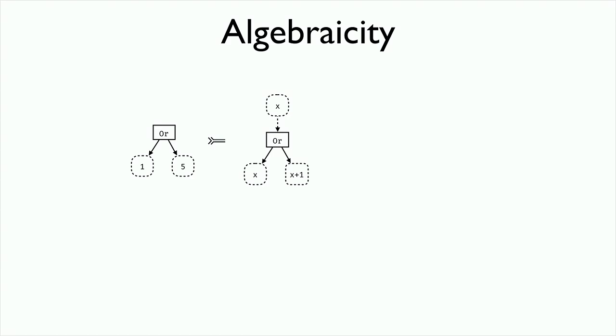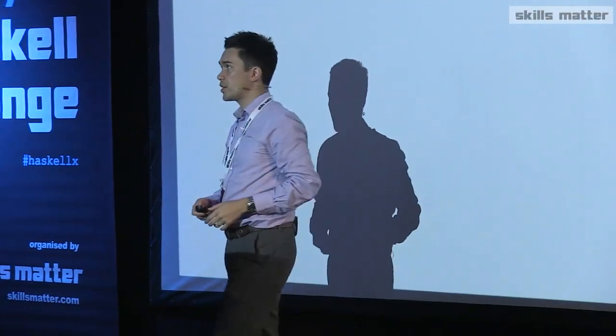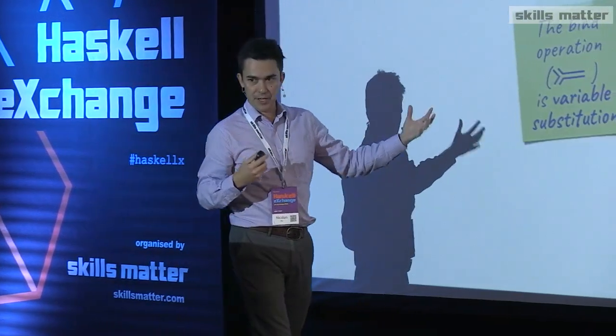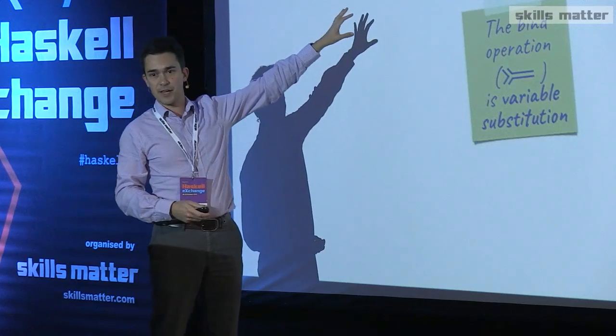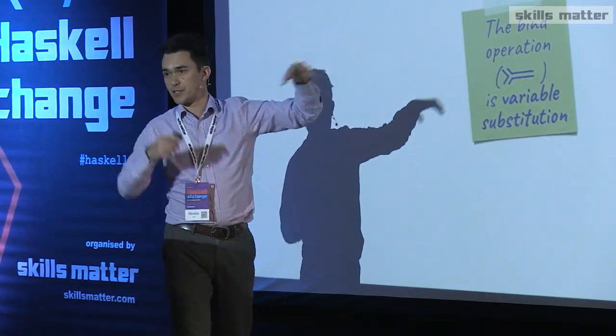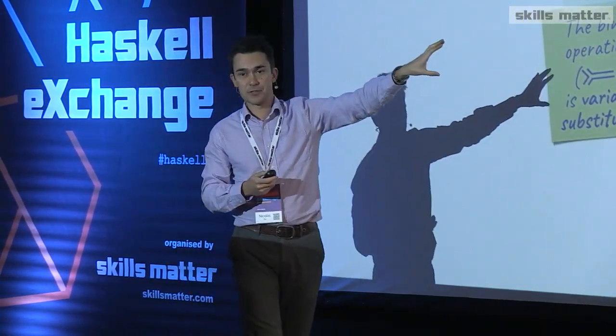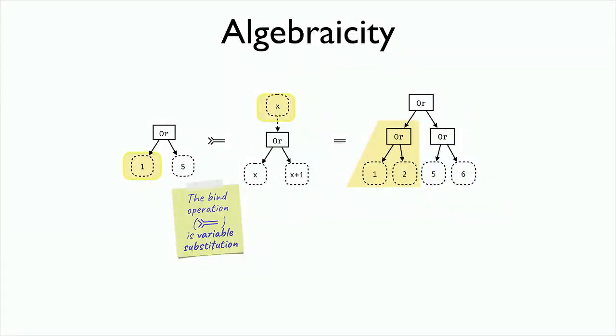So algebraicity is easy to see with the OR construct. The OR construct is the one with 2 continuations. And here's a tree with OR 1 and 5. And if you bind that with the function that just splits the node up and does x plus 1, what you end up with is a tree that looks like that on the right, where one way to understand what bind does is it's variable substitution. It takes the tree on the left-hand side, and for each leaf, it applies the function on the right and grafts the result onto the part of the tree. So here you've got this 1, you make x be 1, and then you graft on the result of substituting that x in place. That's the left-hand branch. And then you do the same thing with the 5. You substitute in 5 for x, and then you get the right-hand branch, and then you're happy. So this is demonstrating the algebraicity of the OR function.